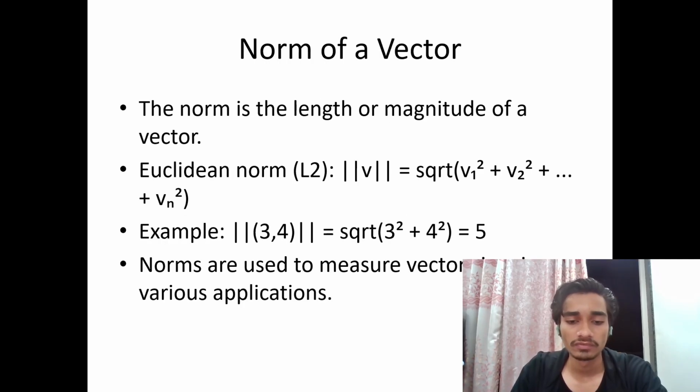Next, we have the norm of a vector. The norm is essentially the length or magnitude of the vector. You can think of it as the distance from the origin to the point represented by the vector. The most common is the Euclidean norm, also called the L2 norm, which is just the square root of the sum of the squares of the components.